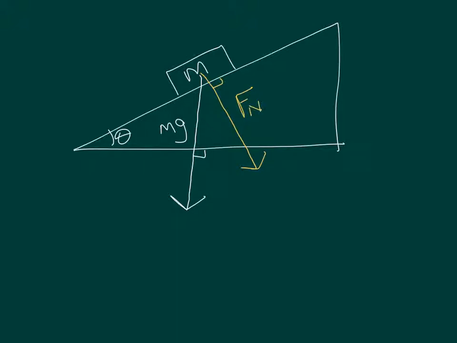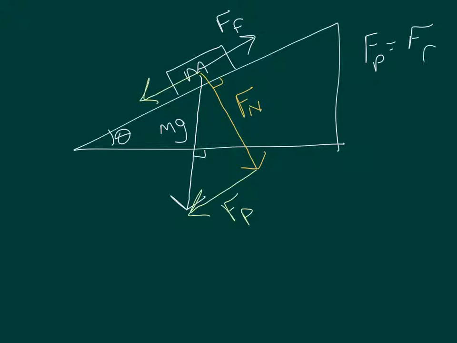And then there's another force that makes the block want to slide down the ramp. Call that one Fp. That's the parallel force that's causing it to go down the ramp. Now, if friction is going to keep this thing from sliding, then the friction here, I'll write Ff for friction, must be equal to the parallel force. So what I just said was that Fp is equal to Ff, or vice versa.